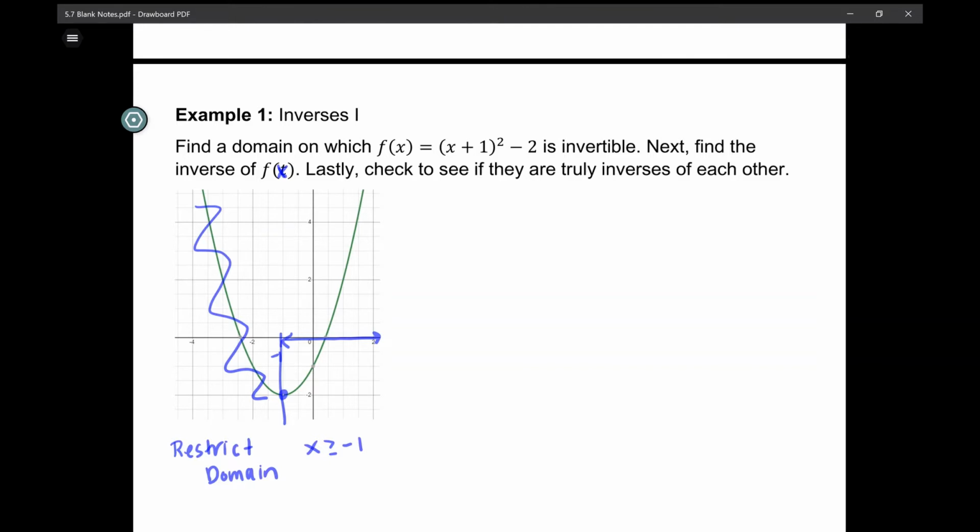All right, so we've restricted our domain to where the function is one-to-one. Let's go ahead and find the inverse. Remember, the first step is to write y instead of f of x. So y equals (x plus 1) squared minus 2. And now we swap our x and y's. x equals (y plus 1) squared minus 2. And now we just solve for y.